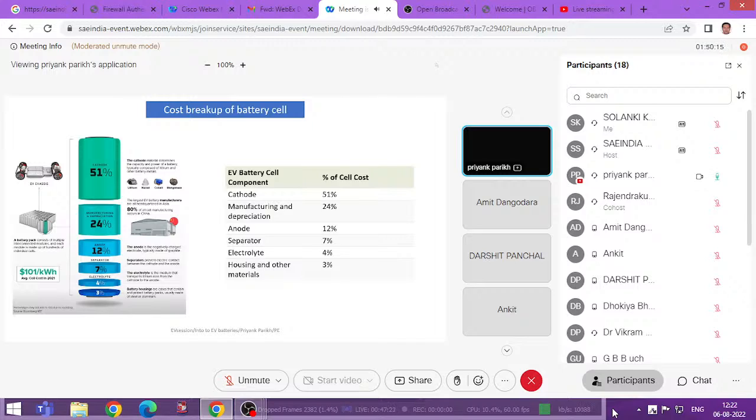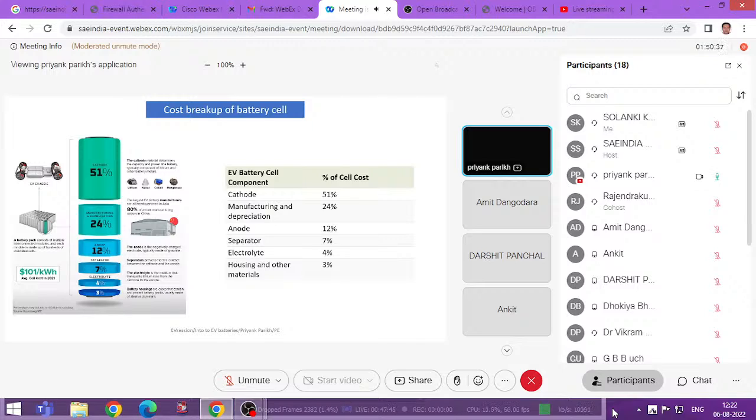When it comes to manufacturing and depreciation, that cost is 24%. Anode contributes only 12%, because we know the graphite content. Separator is 7%, electrolyte is 4%, and housing and other materials, basically the mechanical things, is 3%. So this is the total cost of your cell.